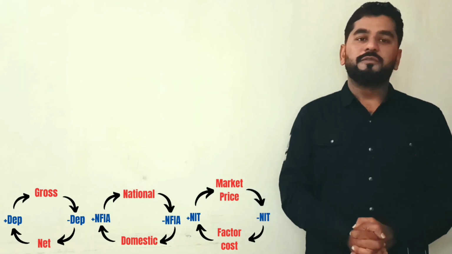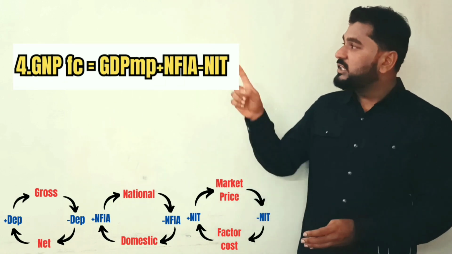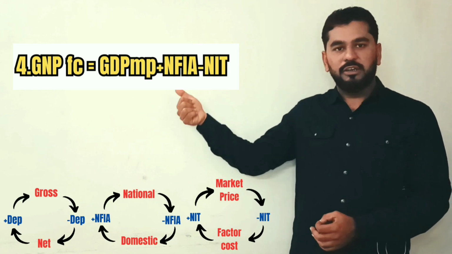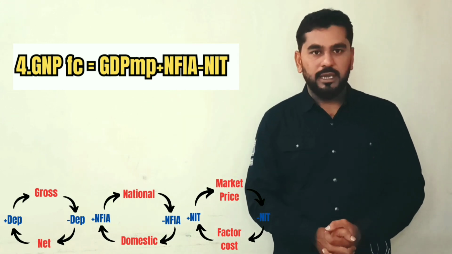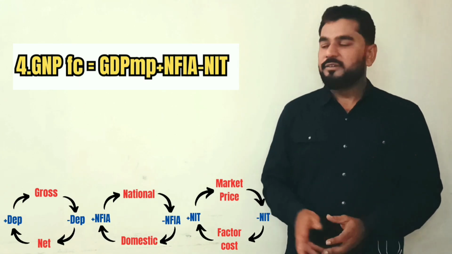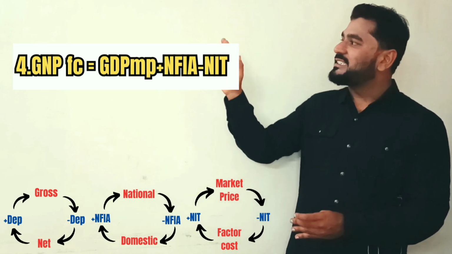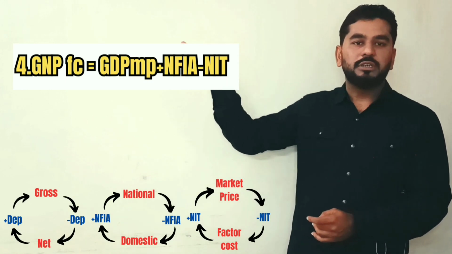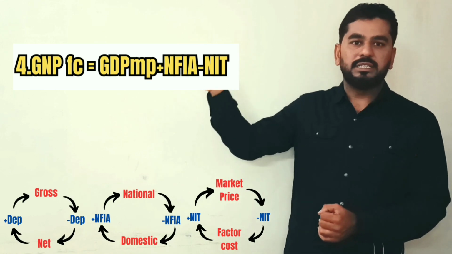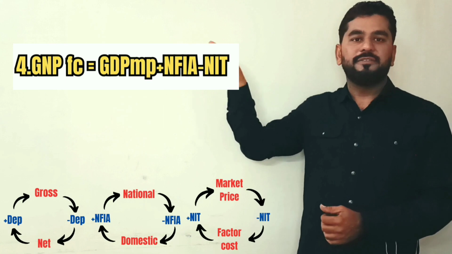Let us move to the fourth aggregate. The fourth aggregate of the national income accounting is GNPFC. To know about the GNPFC, once again I'll take into account GDPMP. Now to understand what to minus and what to plus, we have to see these technical parameters. So G to G, no change. Domestic to national. I need to go from domestic to national. So similar to the previous formula, in order to move from domestic to national, I have added net factor income from abroad. Now you can add again plus NFIA.